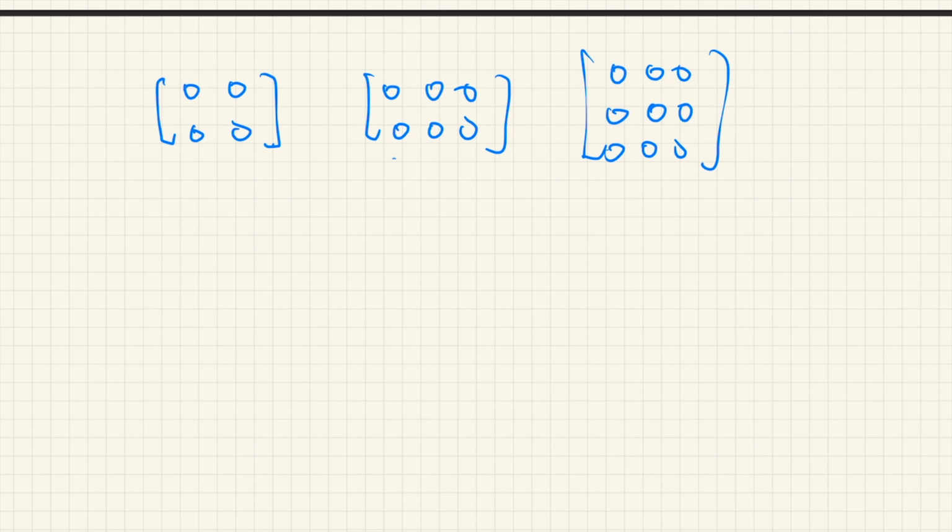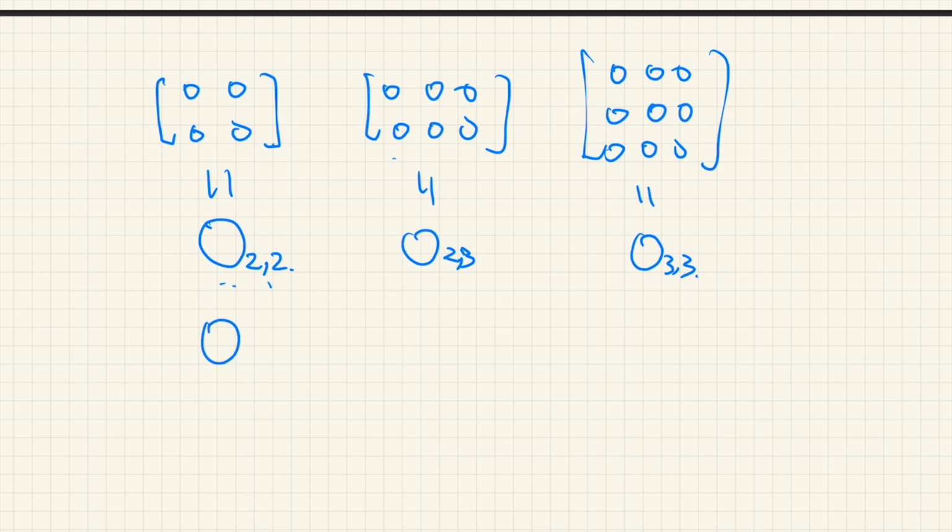We usually denote the zero matrix by the capital letter O. And to indicate the size, we might use subscripts like this. So this is a 2 by 2 zero matrix, this is a 2 by 3 zero matrix, and this is a 3 by 3 zero matrix. If there's no fear of confusion, then we just omit these numbers and just write O.